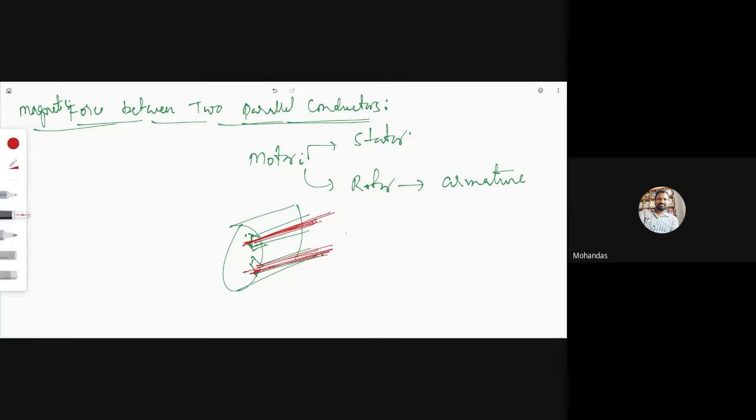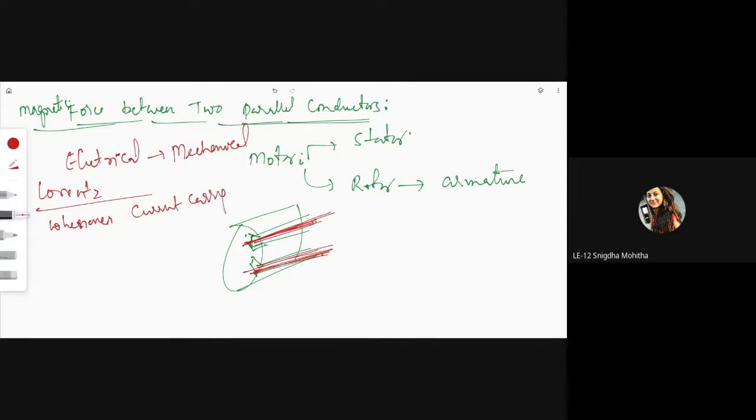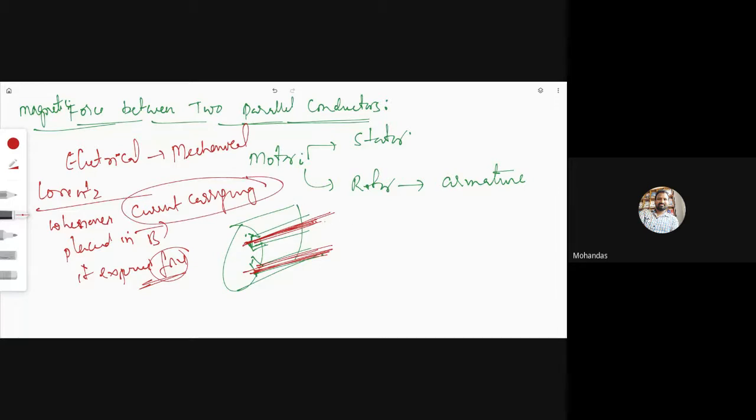In a motor, we give supply to the rotor. What is the motor's working principle? It converts electrical to mechanical. Based on the Lorentz force equation, don't confuse between Faraday's law and the Lorentz force equation. Whenever a current carrying conductor is placed in a magnetic field, it experiences a force, then torque comes. As you have to provide a current carrying conductor, you have to give an electrical supply, so that these conductors are carrying currents.